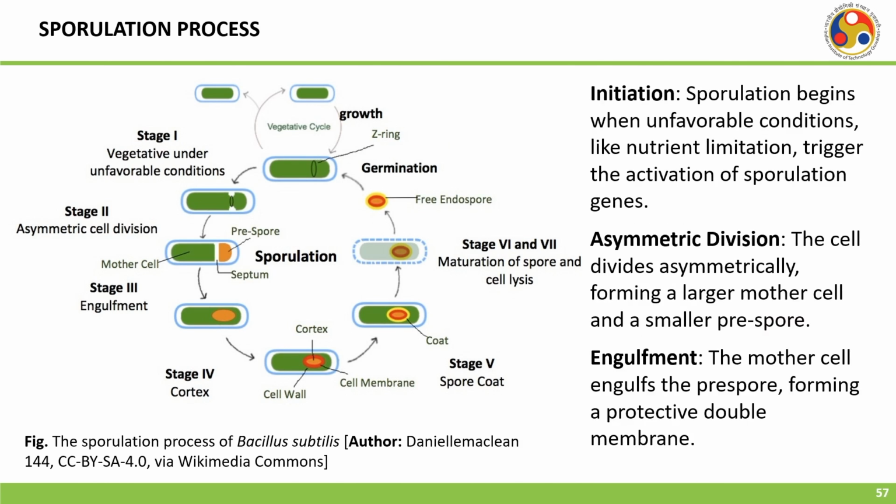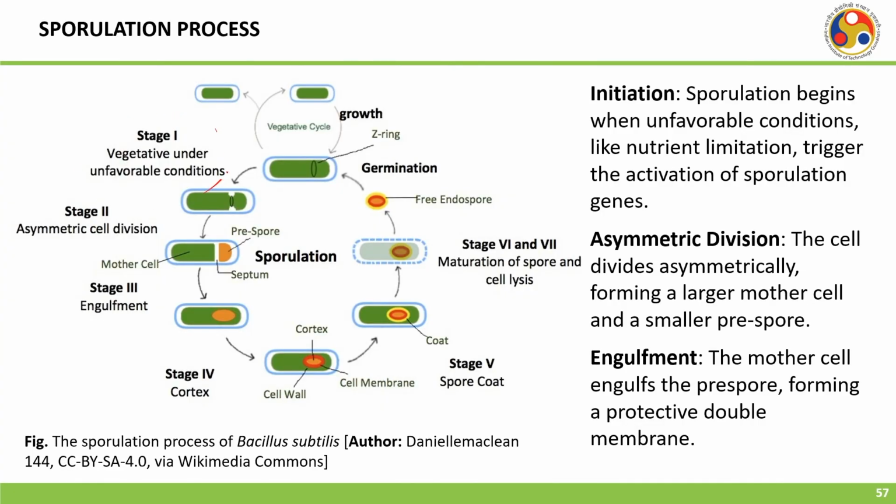So, the first stage, or the initiation, is when sporulation begins, when the bacterial cell gets exposed to unfavorable conditions like nutrient limitation, which triggers the activation of sporulation genes. So, this is a vegetative stage under unfavorable conditions. Initiation will occur over there.